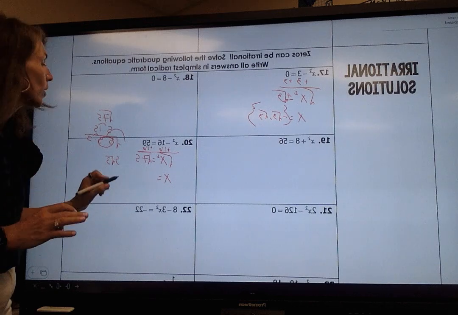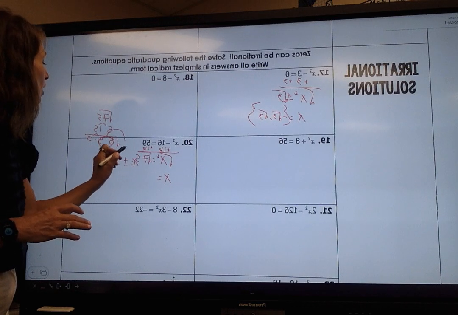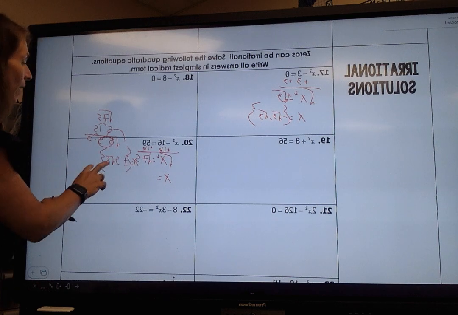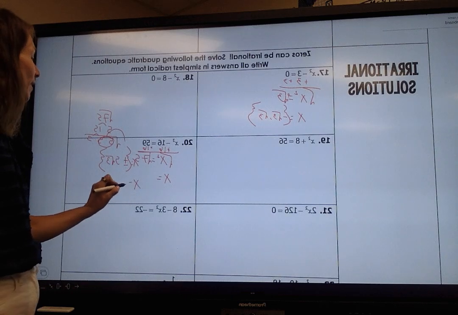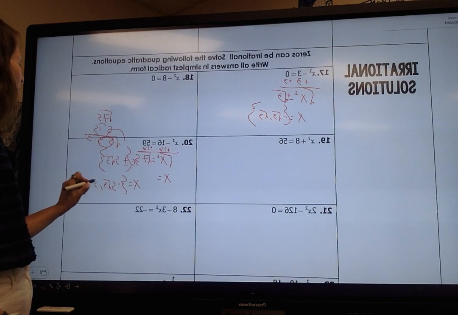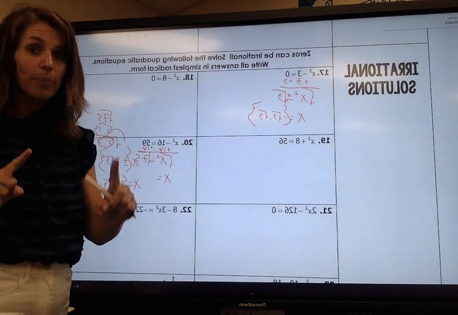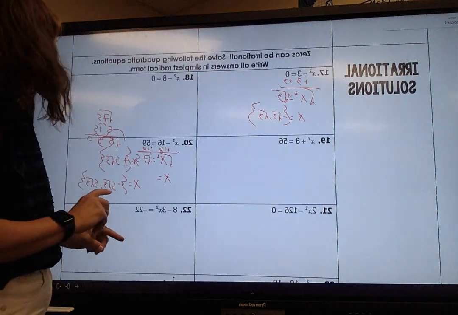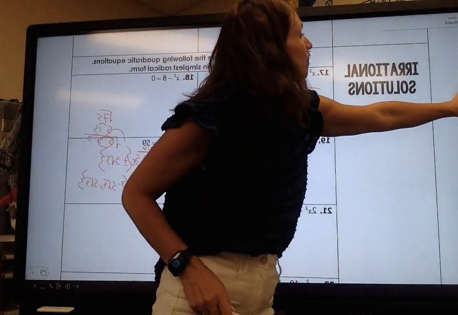And remember, it's plus or minus. So x equals plus or minus 5 square root of 3. And I tell students, you may want to get in the pattern of writing negative 5 square root of 3 and positive 5 square root of 3 to remind yourself that it's two separate numbers, okay? All right, let's do number 22 together.